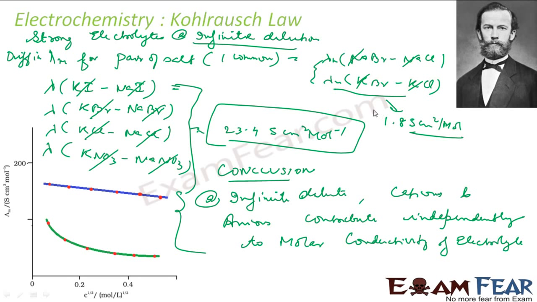Right. So thus he told that the lambda m, that is my molar conductivity, can be expressed as the sum of molar conductivities of individual ions of electrolytes. Since they are contributing independently, I can say that lambda m can easily be replaced as nothing but the sum of the molar conductivities of individual ions. And this is nothing but Kohlrausch's law of independent migration of ions.